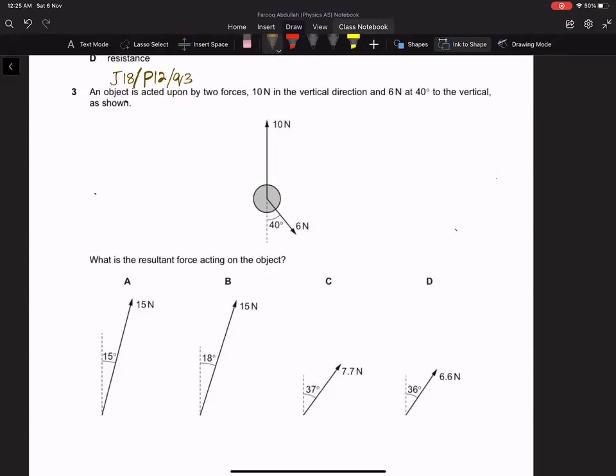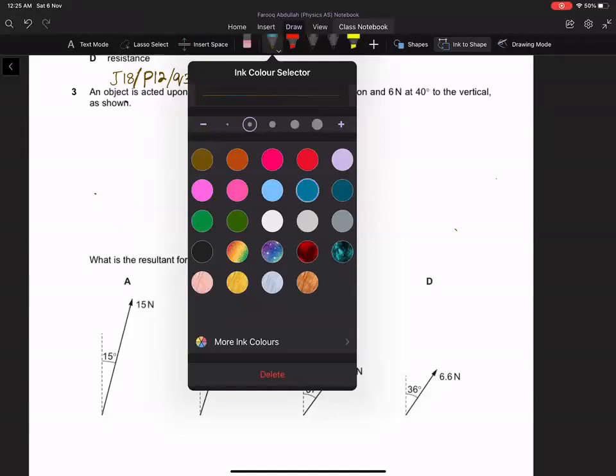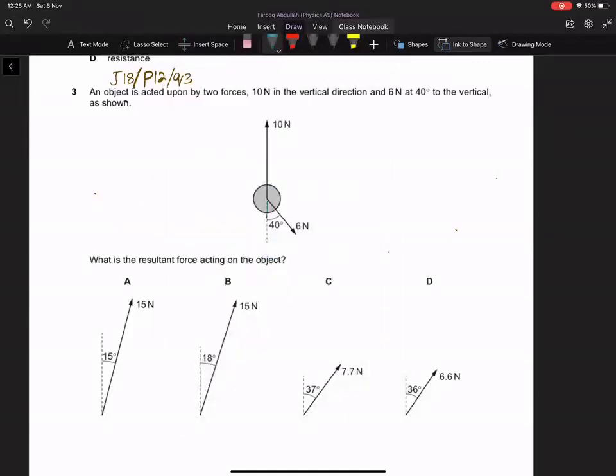June 18, paper 1, 2, question number 3. In this question, you can use a vector triangle or resolving. However, I will suggest to go with resolving because resolving can make this question easier.